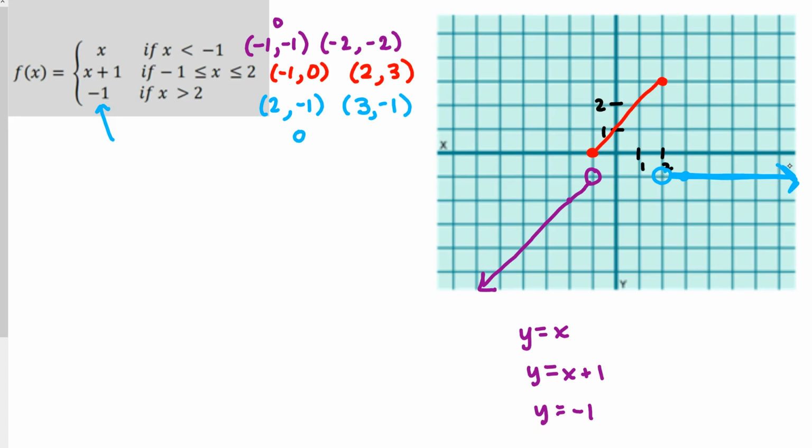Now, I don't think we have an example of this, but there could be times for other graphs where you draw a piece and it has an open circle. And then when you go to draw the other piece, you have a closed circle that lies right on top of your open circle. If that's the case, the closed circle just fills in the open circle. So you can be on the lookout for that.